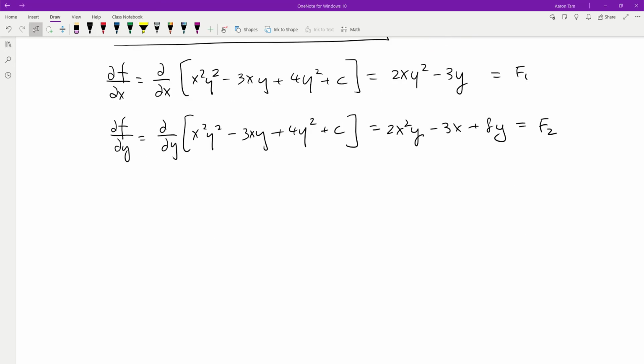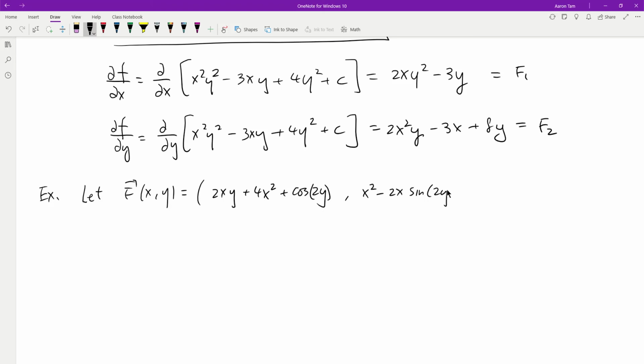All right, I guess we have time for one more example, and that would probably be it. So let's try this one. I'm going to let f of xy equal 2xy plus 4x squared plus cosine 2y, and then x squared minus 2x sine 2y plus 1.